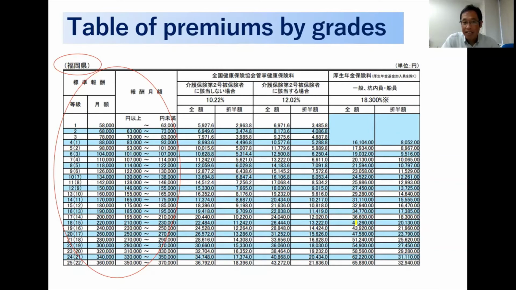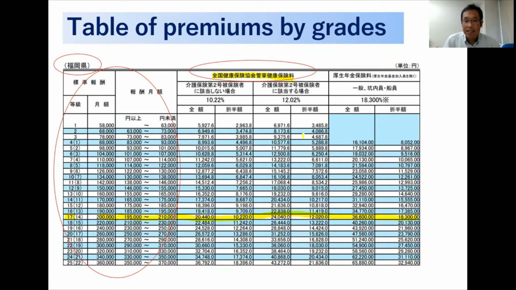Basically, your grade is calculated by your monthly salary from April to June. For example, if your salary is about 200,000 yen, here your grade is 17. And you can confirm your premiums by looking at this line. And this shows the premium of health insurance.